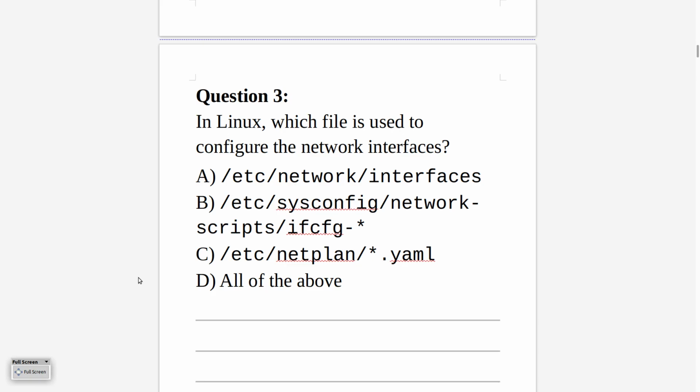I feel like this is a similar question to earlier. It might depend on which distro you have, whether it's Red Hat based or Debian or Ubuntu based. That's going to be my guess. So let's see what the answer is.